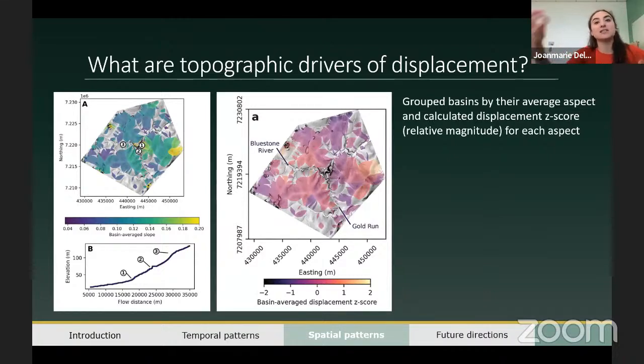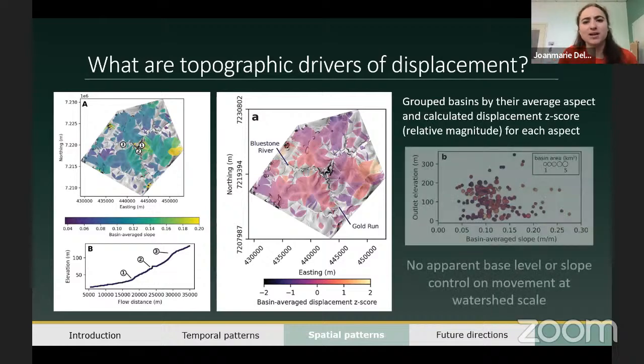So in order to counteract the line of sight bias, I grouped all of the basins by which way they were facing. And when I did that, I then calculated a displacement z-score. What that means is that for all the north-facing basins, I calculated how many standard deviations they were from the mean of that aspect. In that way, I'd like to think that I counteracted the line of sight bias by getting everyone to a similar zero, and then saying which basins, considering their aspect, did they move more or less compared to other basins of that aspect.